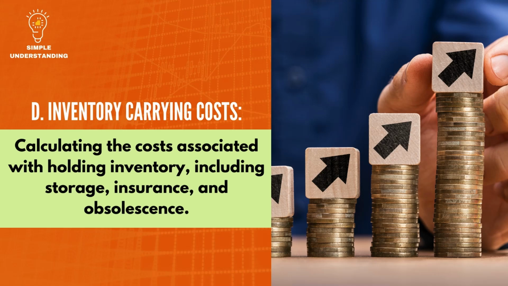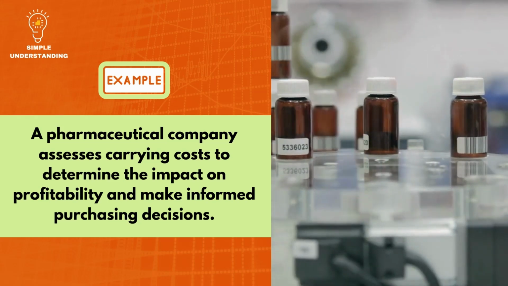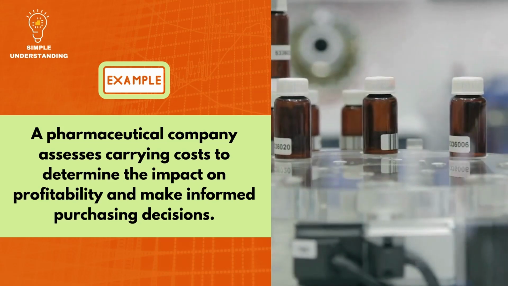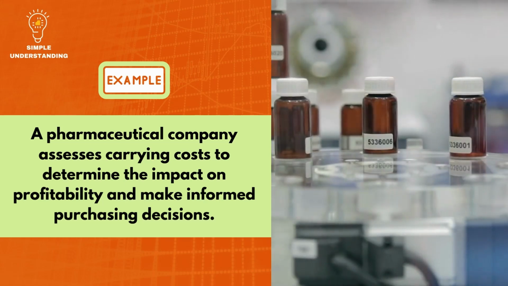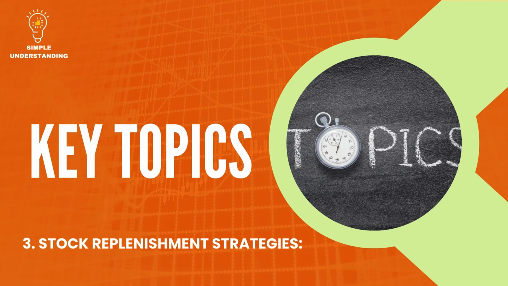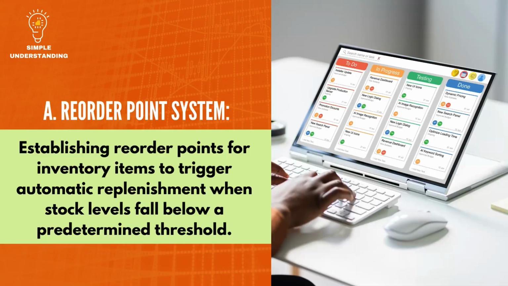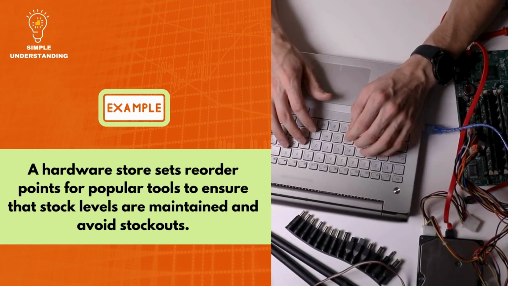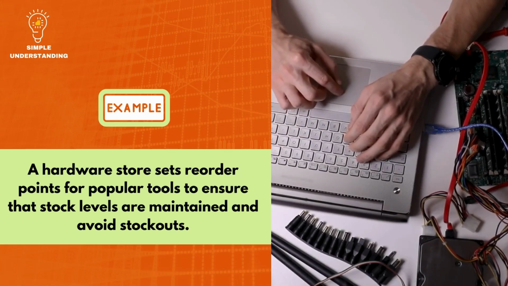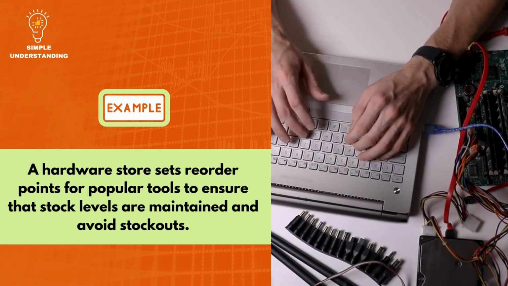D. Inventory carrying costs. Calculating the costs associated with holding inventory, including storage, insurance, and obsolescence. Example. A pharmaceutical company assesses carrying costs to determine the impact on profitability and make informed purchasing decisions. Stock replenishment strategies. A. Reorder point system. Establishing reorder points for inventory items to trigger automatic replenishment when stock levels fall below a predetermined threshold. Example. A hardware store sets reorder points for popular tools to ensure that stock levels are maintained and avoid stockouts.